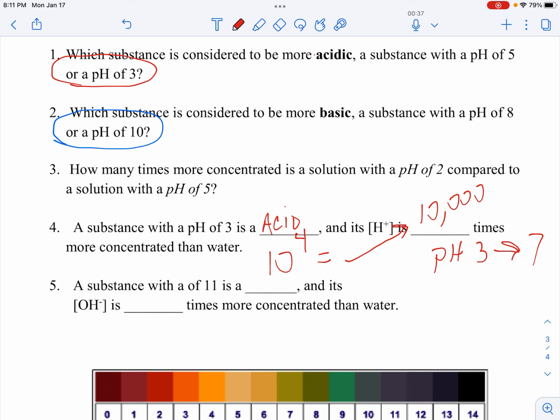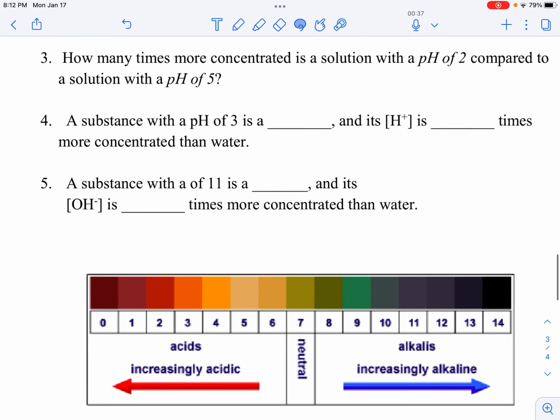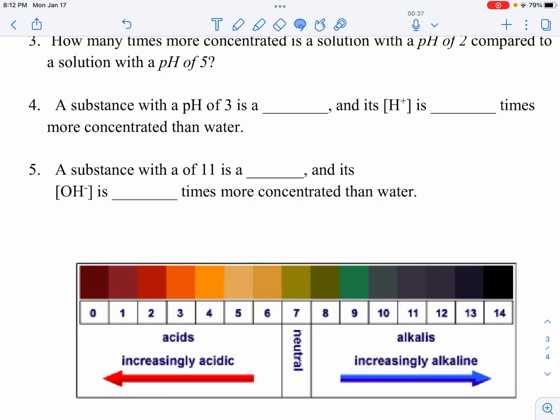And the last one there, I'm going to erase this just to get it out of my way. I do that every time. I've got to stop that. Okay. This one, a little bit tougher, but I think we can do it. It says a substance with a pH of 11 is acid, base, or neutral.